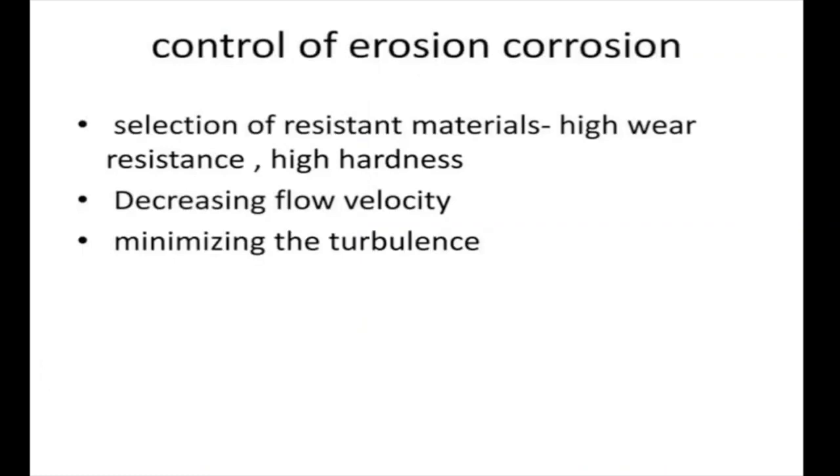Now how to control erosion corrosion? First, selection of resistant materials with high wear resistance, high hardness, etc. that we have to choose properly and judiciously. Second thing is decreasing the flow velocity. This is the primary method: the lower the kinetic energy of the flowing fluid, the lower the flow velocity, and the chances of erosion corrosion will also be minimum.